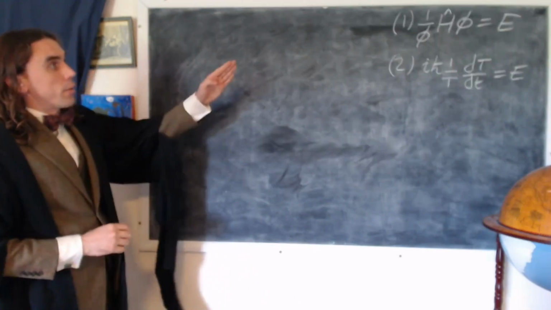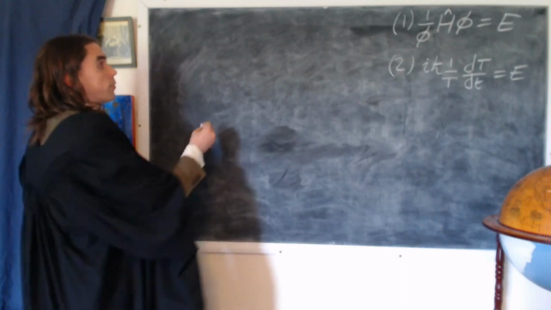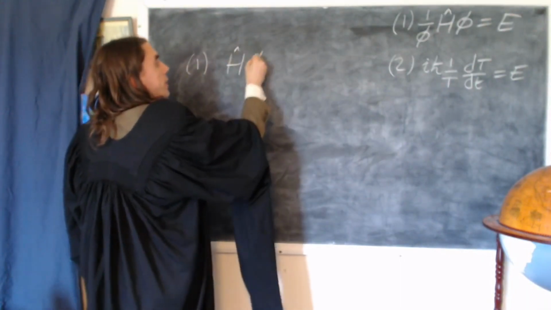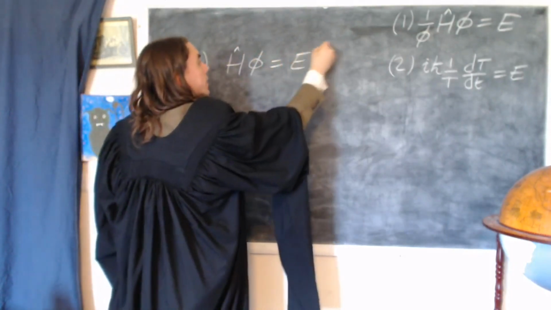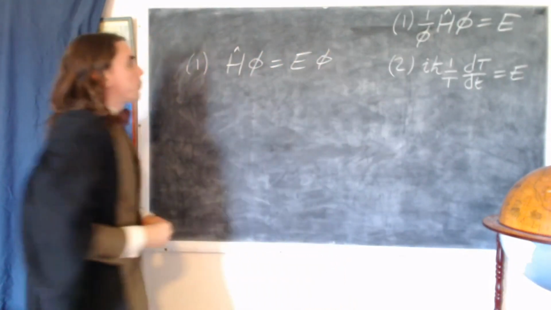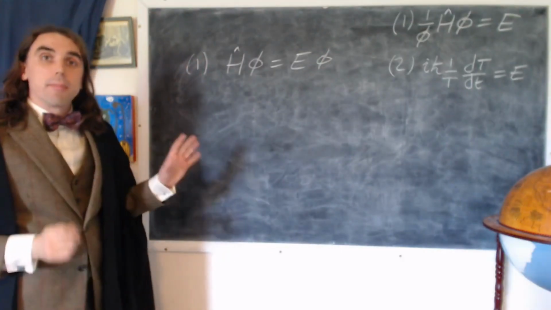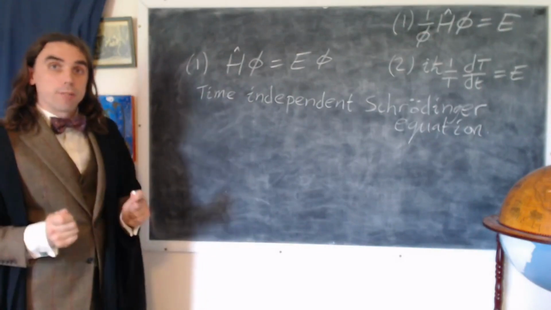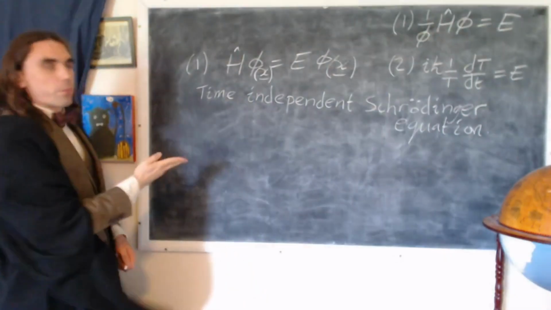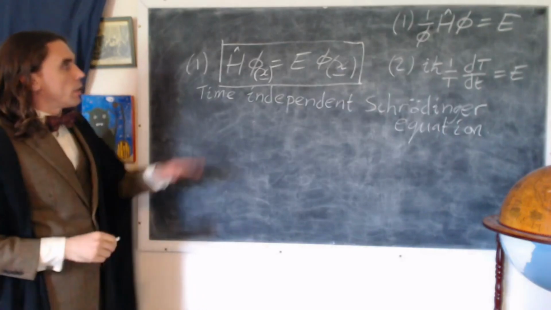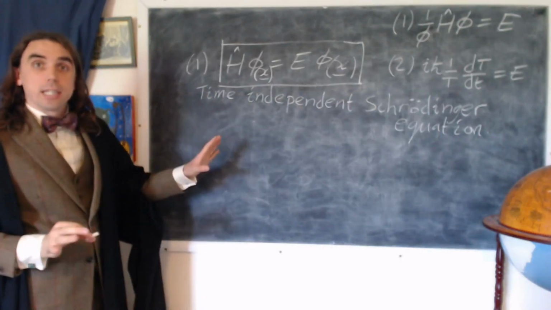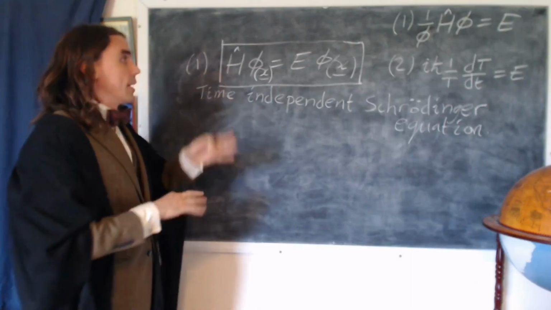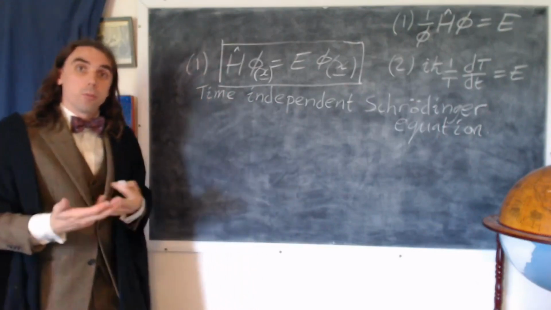So first, equation 1 simply rearranges to the following form. H acting on phi is equal to E multiplying phi. And this is what's called the time-independent Schrödinger equation, because phi here is now only a function of positions, not of time. Let's put a box around it. In general, this one is very tricky to solve. In fact, in general, it's impossible to solve. Remember, the Hamiltonian here contains all the real information in the problem in the form of the potential.